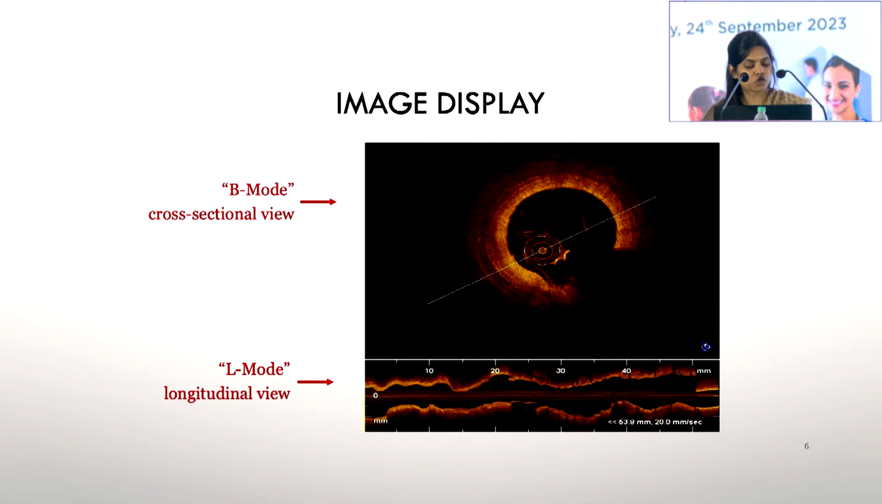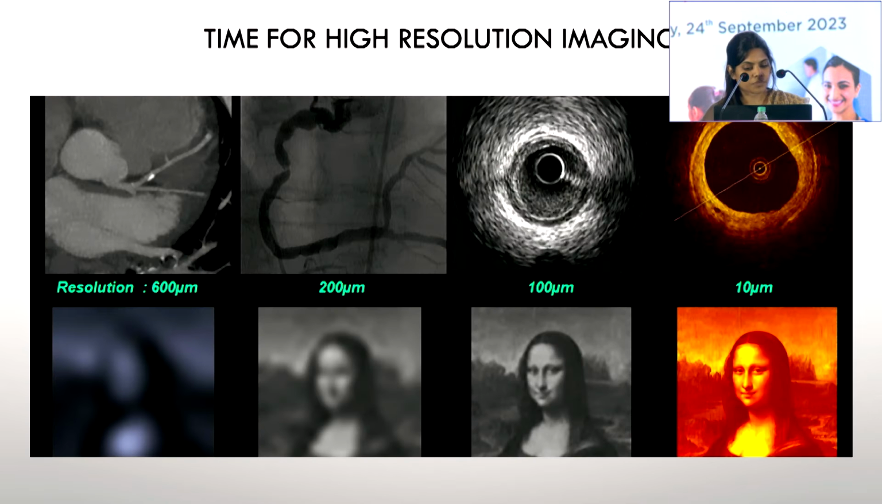So we have two views, that is the B mode, and the other one is the longitudinal view. In the longitudinal view, as the OCT pullback is done, you can visualize from the distal to the proximal part of the vessel. And the B mode is a cross-sectional view where you can see the various layers of the blood vessel. So this is how the evolution is.